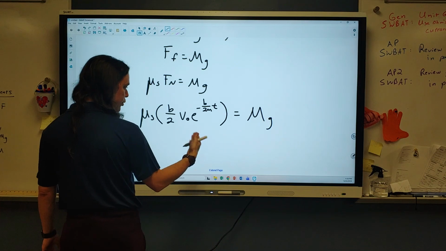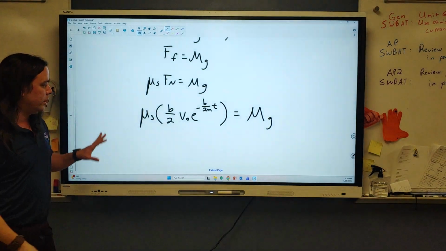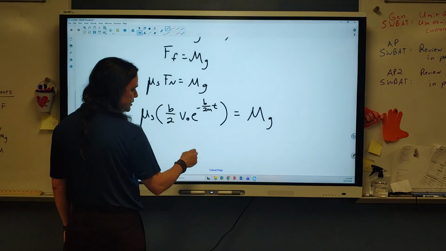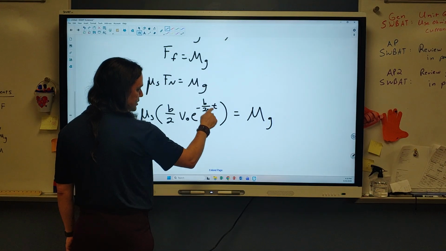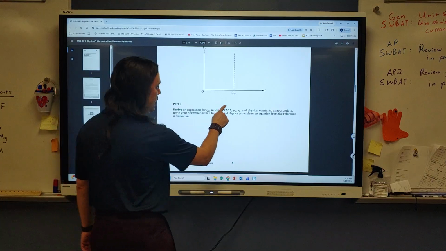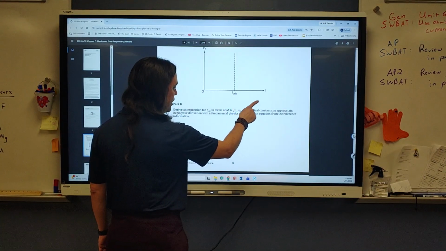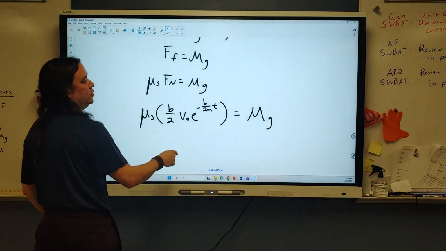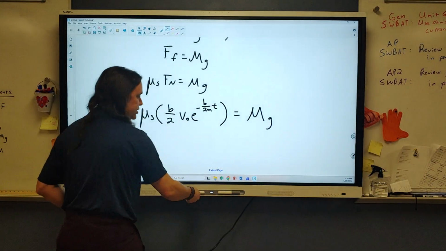I'm going to go through and show this kind of quickly, but at this point, we have mu s, that's allowed, b, that's allowed, v naught is allowed, m is allowed, and g is allowed. Let's double check on that. M, b, mu s, v naught, and g is a physical constant. These are all allowed. All I have to do now is get t equals some stuff.